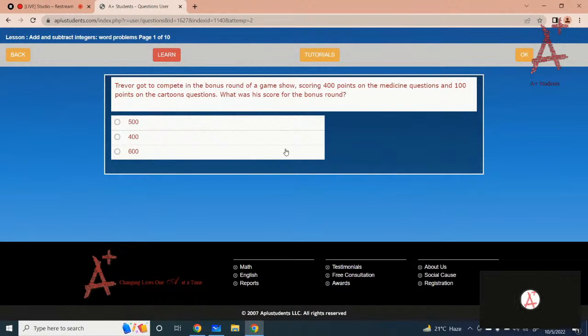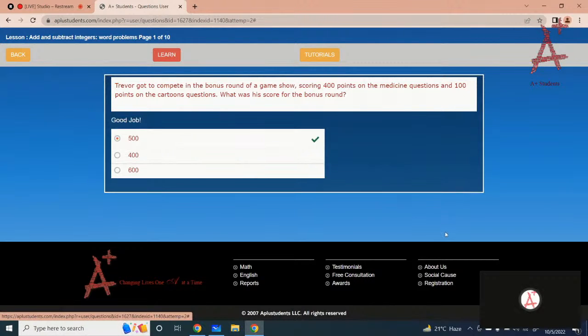So what you have to do, you simply have to add them. So 400 plus 100 is, yes, it is 500. So select the correct option and click on the OK button.